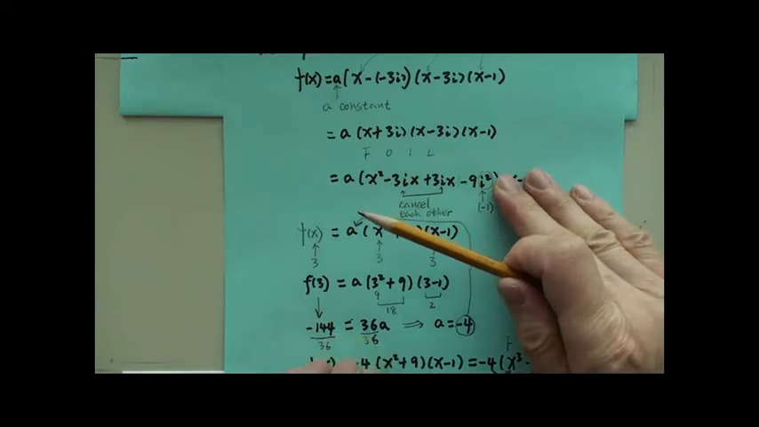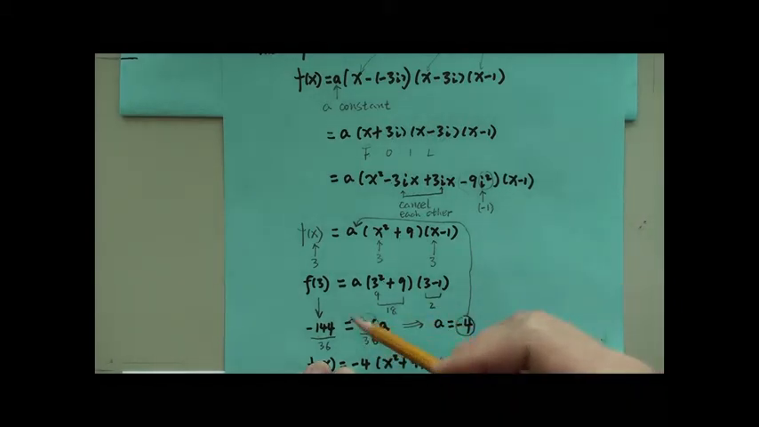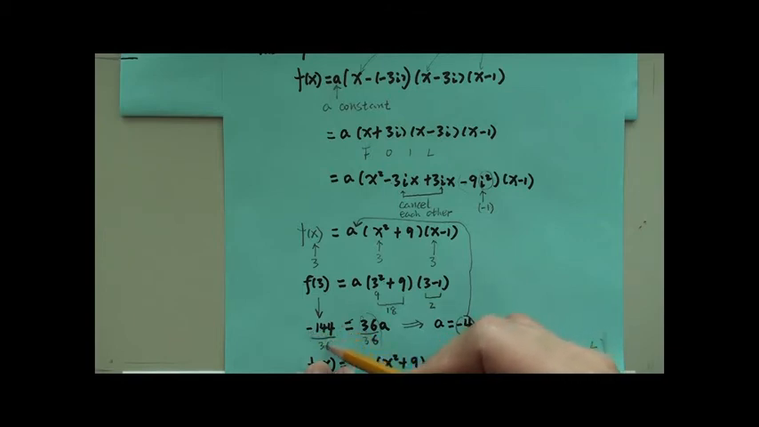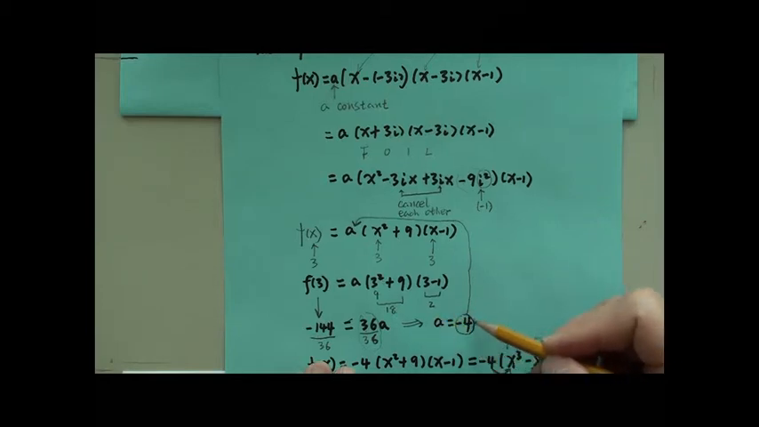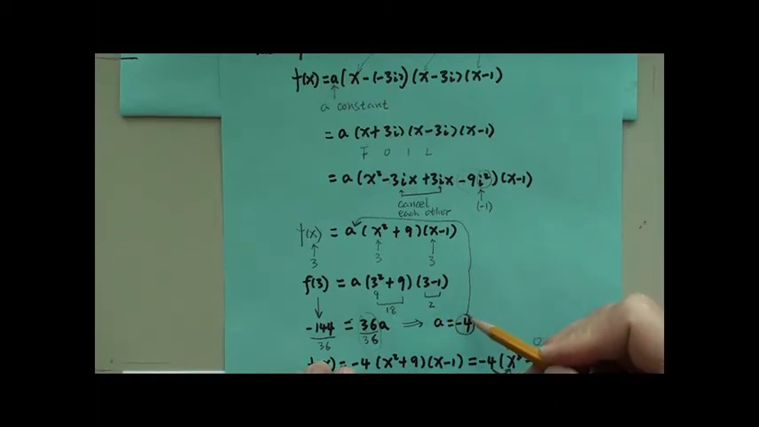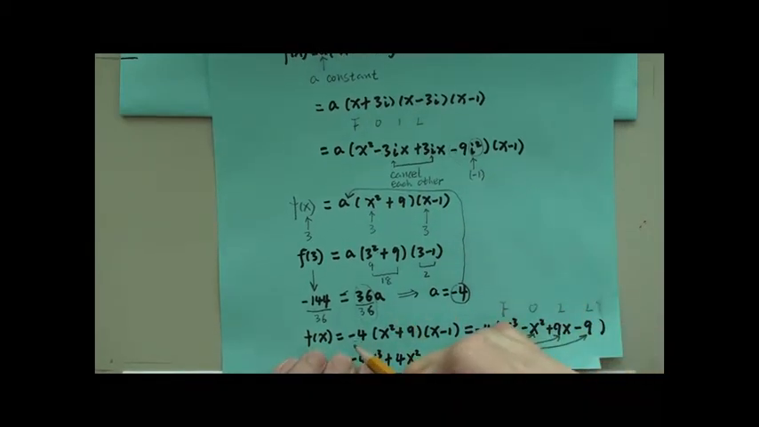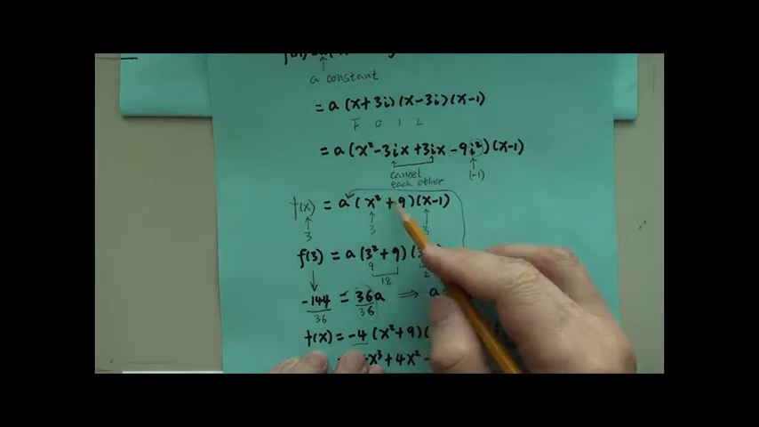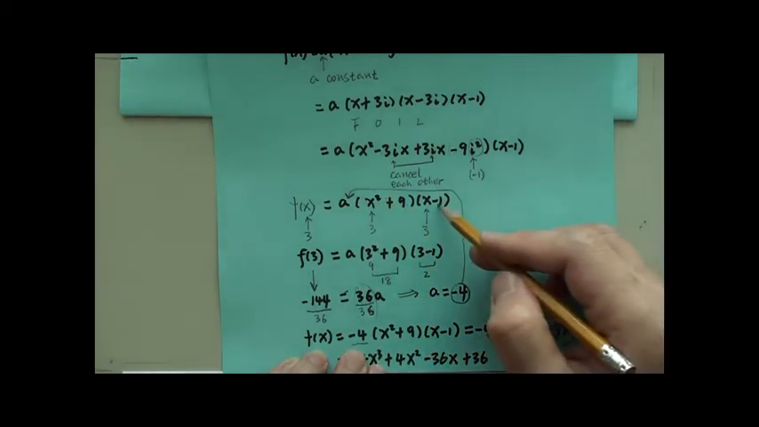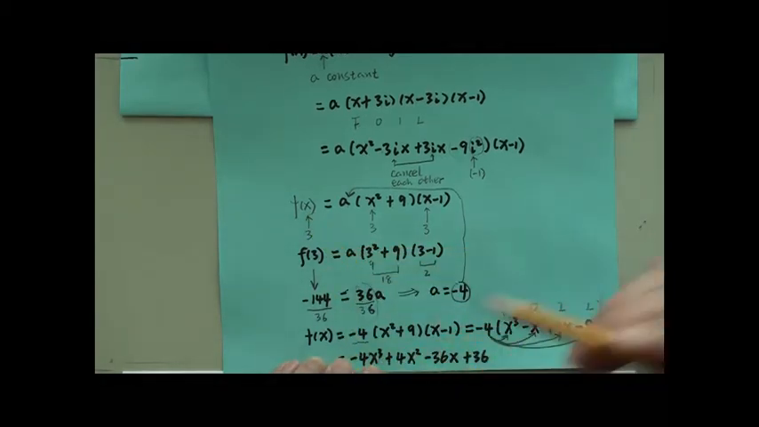Now, both sides divided by 36. You cancel 36, 36. So you have a equals negative 144 divided by 36, which is negative 4. So you have a is negative 4. Then you can put a, negative 4, back here. This was our a right here. That's negative 4 now. x squared plus 9 you put right here. x minus 1 you put right here. So that's our f of x. So we put right here.